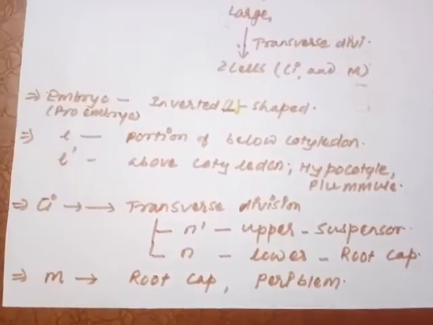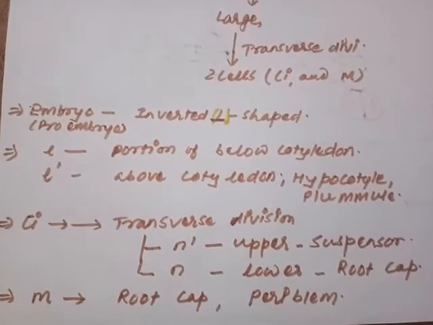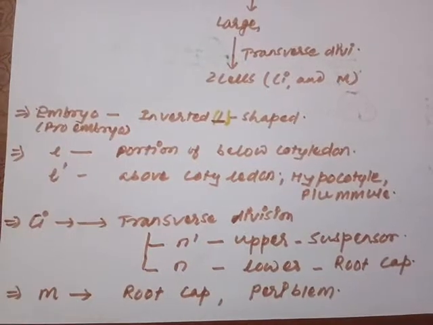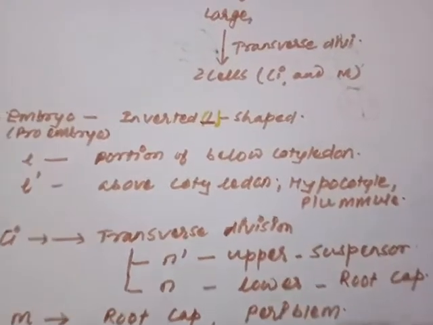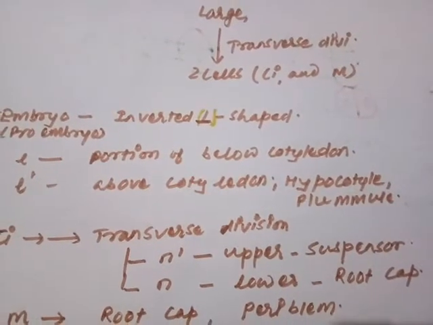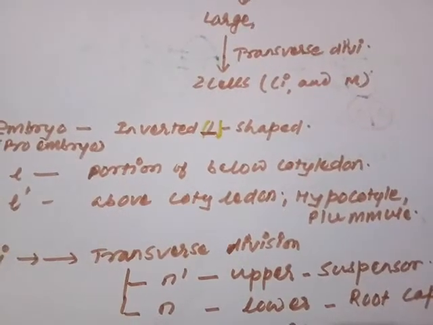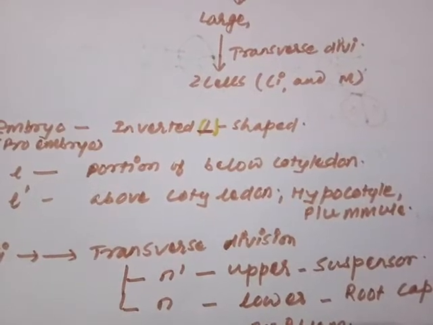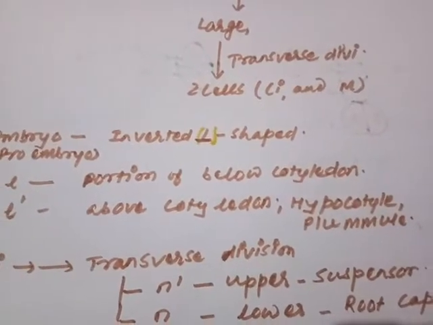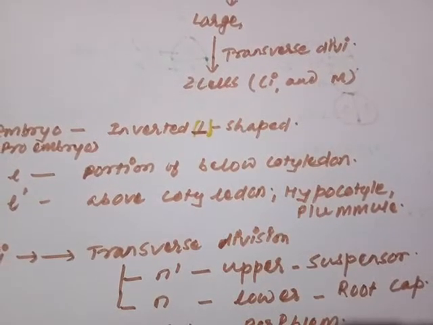Now what happens? What are the fates of the cells present here? We have seen that after longitudinal division, the quadrant stage of the embryo has two types of cells, L and L dash. The L cells are going to form the portion of the embryo below the cotyledon, and the L dash is going to form the cells above the cotyledon. Means what? L dash is the upper layer and L is the lower layer.